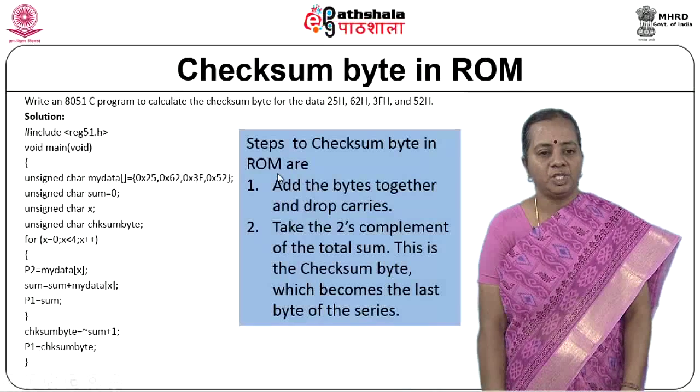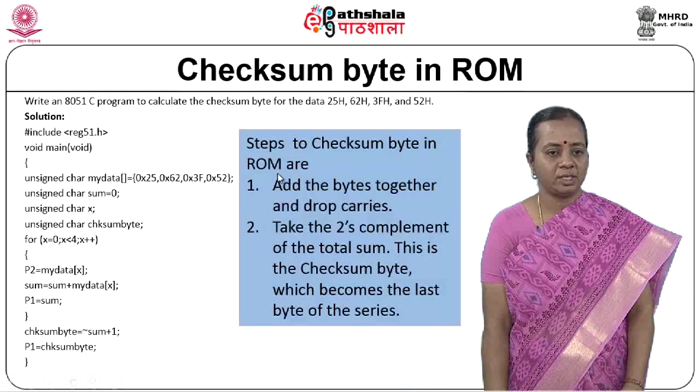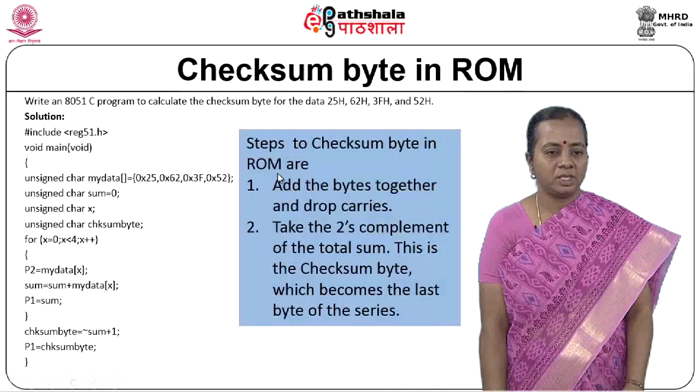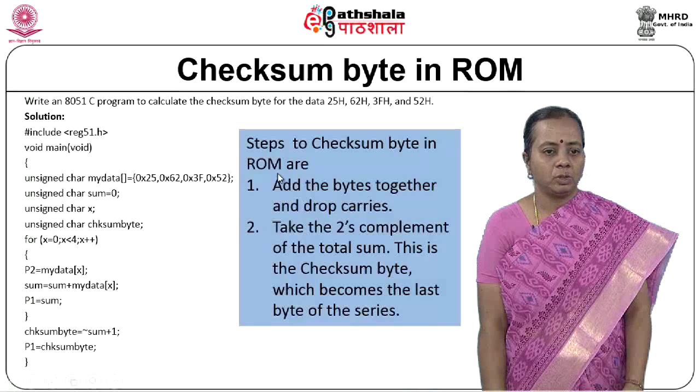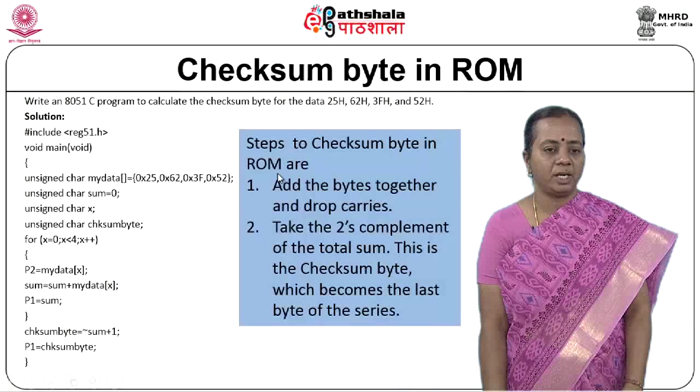Now I am initializing sum equal to 0 and declaring a character variable x. With x ranging from 0 to 4, each and every time the loop is rotated. P2 is equal to mydata of x, so the first data is displayed at P2. Now this mydata of the first value is added to the sum, and the sum is displayed at P1. Again x is incremented, the next data is taken and displayed, and it is added to the sum. So the accumulated sum is displayed over there.